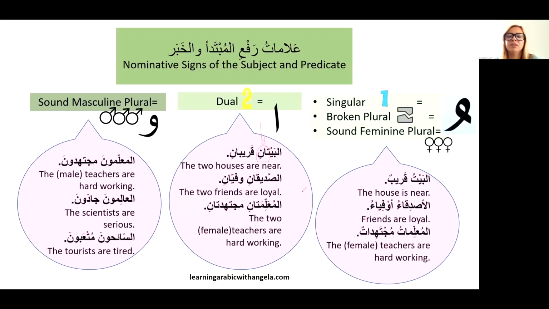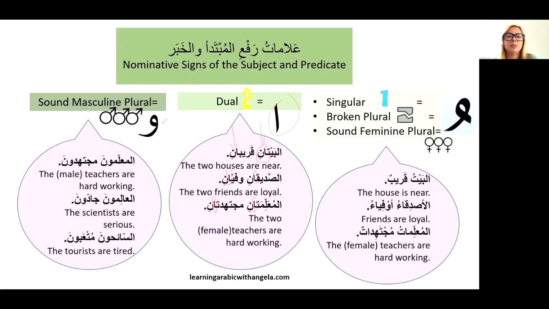So the alif is the sign. قريبان. That's the sign for the predicate. الصديقان وفيان. The 2 friends are loyal. So again, the alif. المعلمتان مجتهدتان. So again, the alif is the sign for the dual.